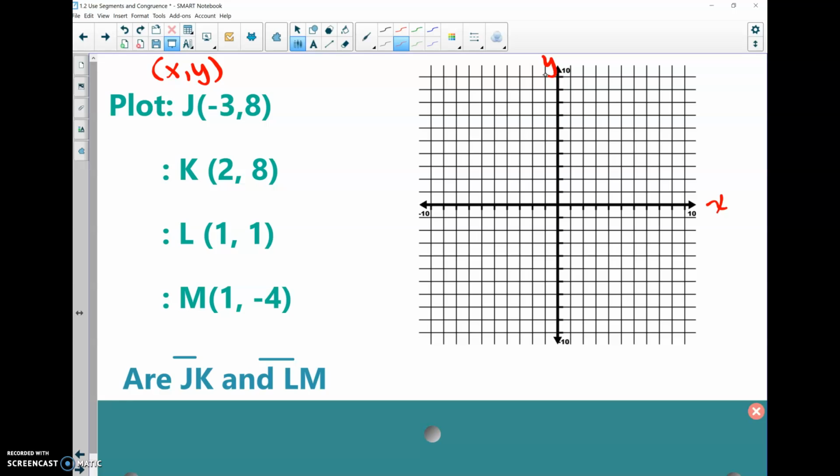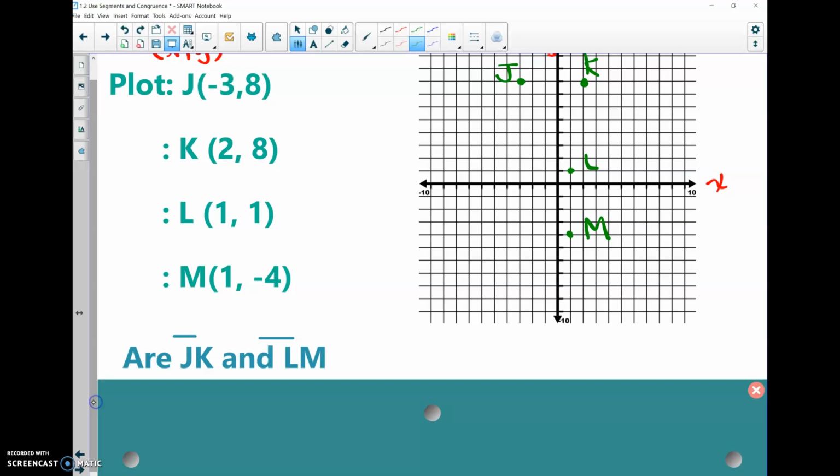So point J is at -3, 8. So start at 0, 0, the origin, and go -3, so to the left 3 and up 8. Right here is J, make sure you label it. K is 2, 8. 2 to the right and 8 up. So that is K. Take a minute and locate and graph both J and K like I just did there for you. And also plot the coordinates of L and M. Alright, that is the coordinates of L and M graphed there.